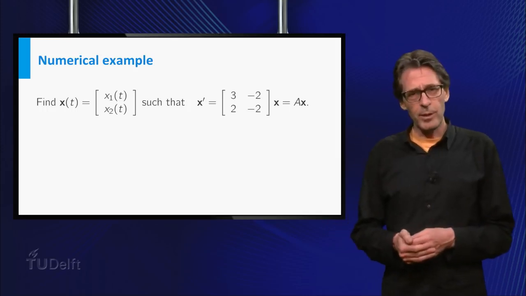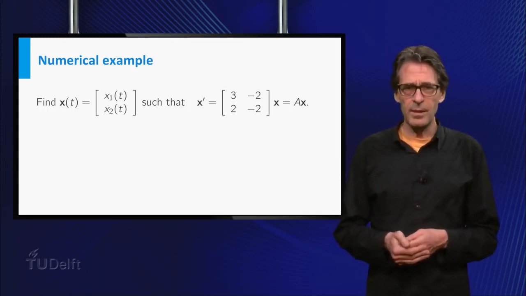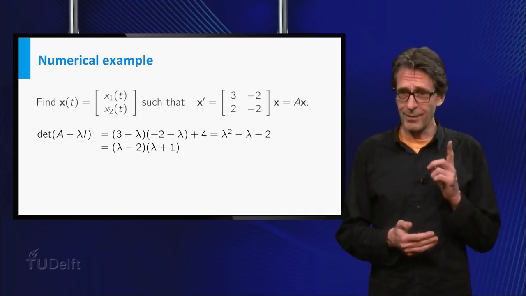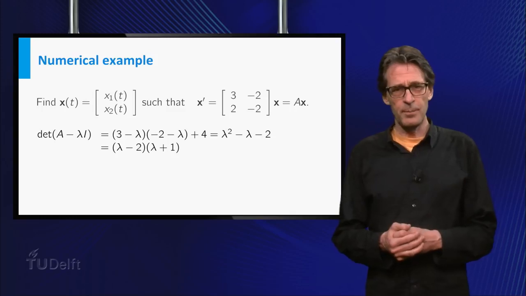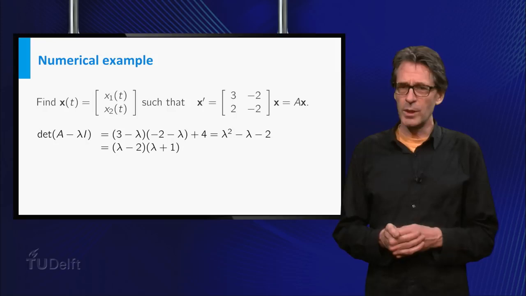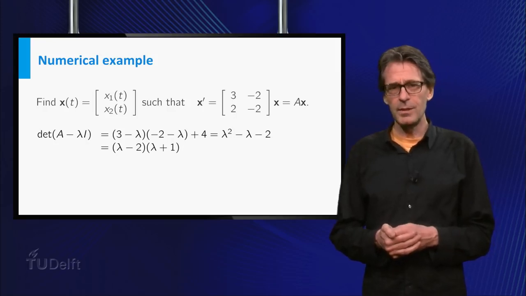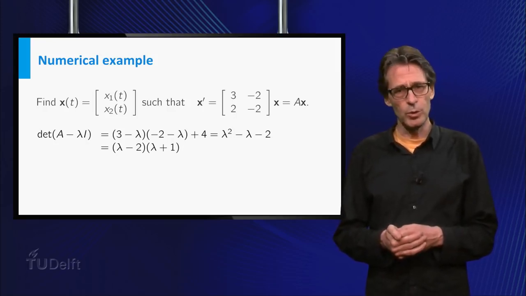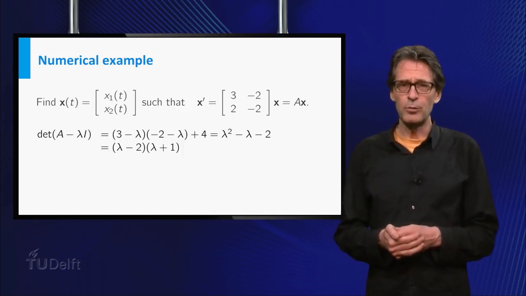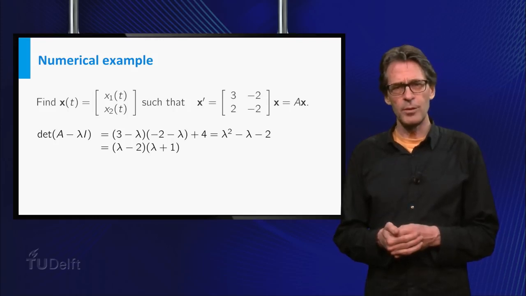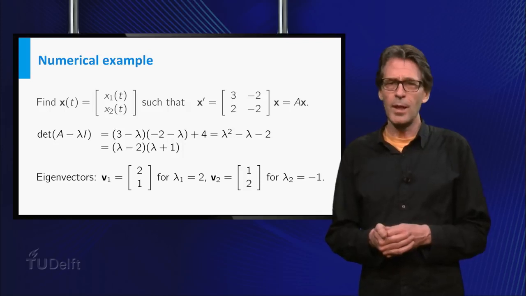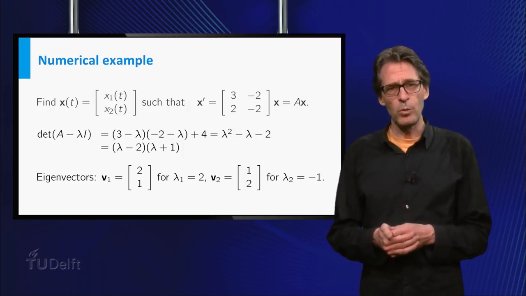Let's apply it to the numerical example. For the matrix A, the eigenvalues are the zeros of the characteristic polynomial. Characteristic, hey, there's that word again. So lambda squared minus lambda minus 2 should equal 0. We see that the eigenvalues are lambda 1 equals 2 and lambda 2 equals minus 1. You should be able to find the corresponding eigenvectors yourself. For lambda equals 2, we can take the vector (2, 1), and for lambda equals minus 1, the vector (1, 2) does the trick.